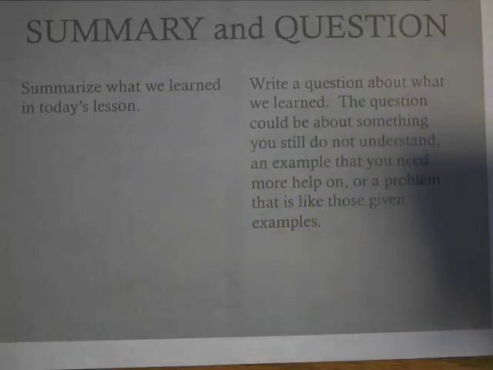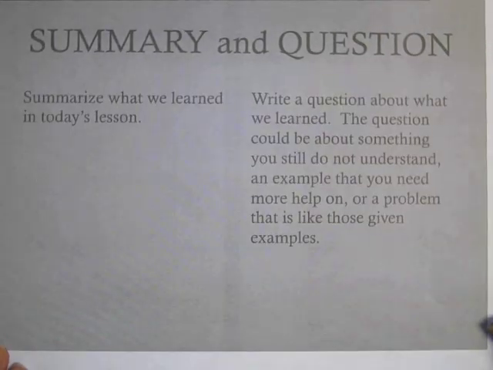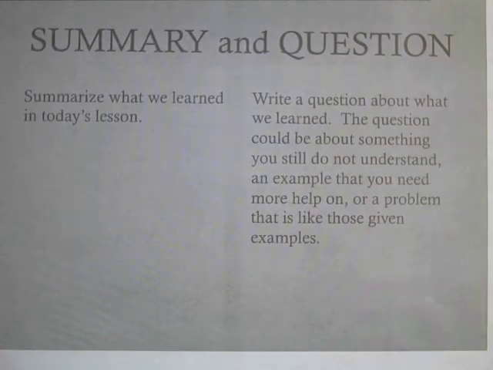Okay, so now we're ready for our summary and our question at the end. Remember, fill in the summary at the bottom of your Cornell notes. That's summarizing what you learned today. And also, please make sure that you write a question. The question is about what we learned, and it can be something that you still don't understand, an example that you need more help on, one of the examples that we did, or a problem that's like the examples that I gave you, so that way we can do a little more practice in case somebody else needs some help.